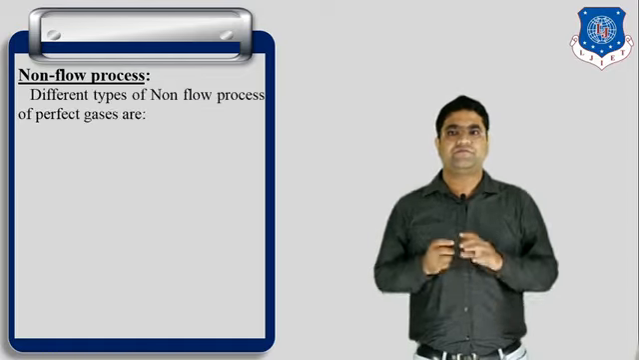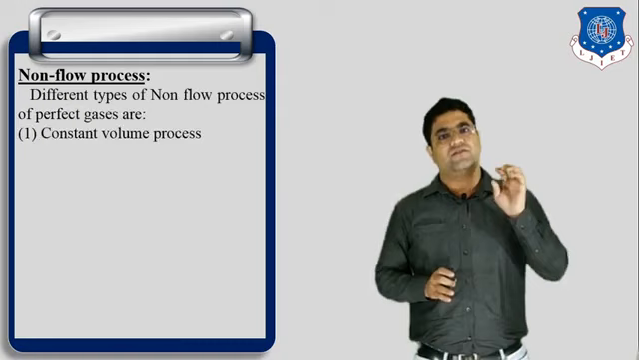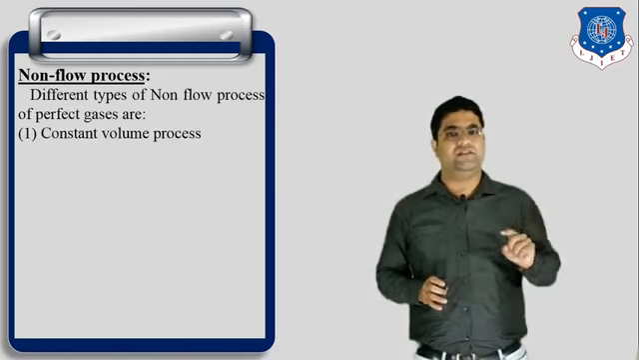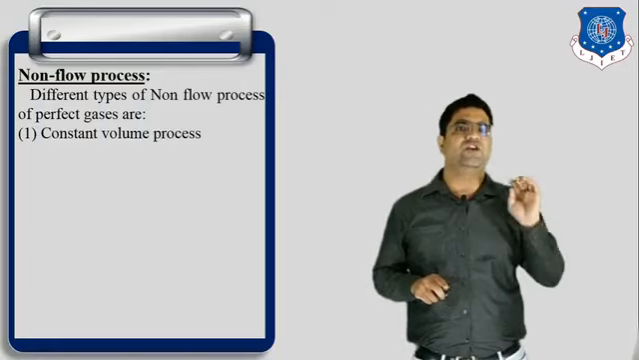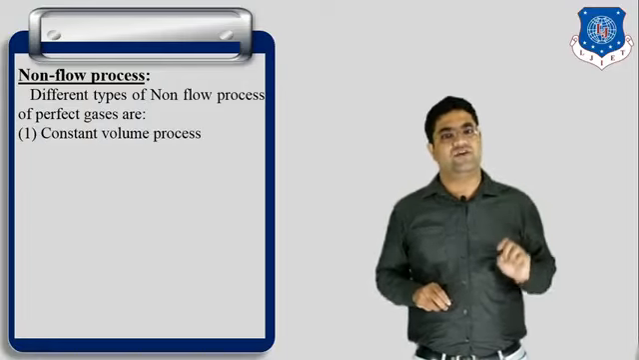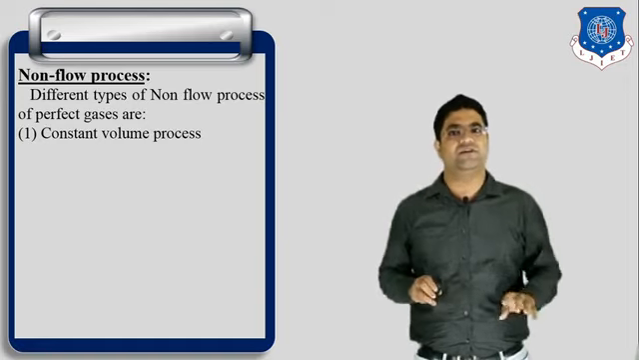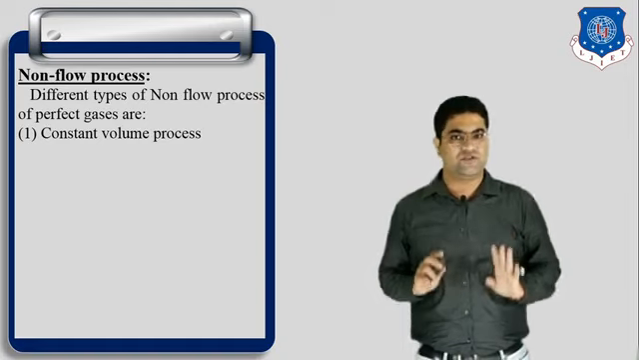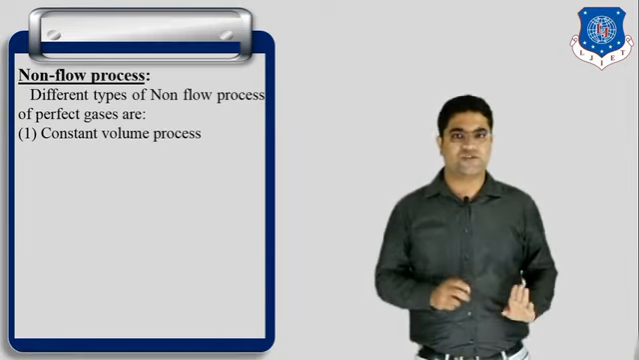Okay, so the first is the constant volume process. In the constant volume process, the volume remains constant, or the system boundary will not change. We will discuss how the heat interaction and the energy changes occur in the constant volume process. Sometimes this process is also known as the isochoric process.